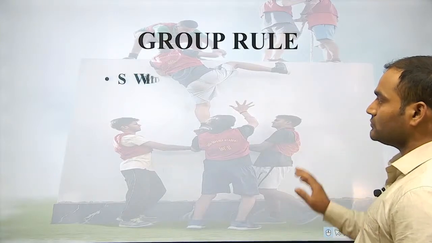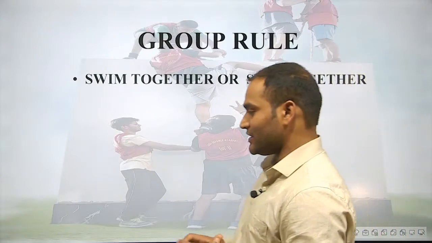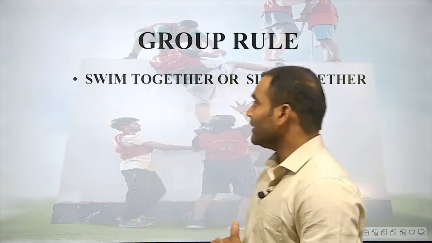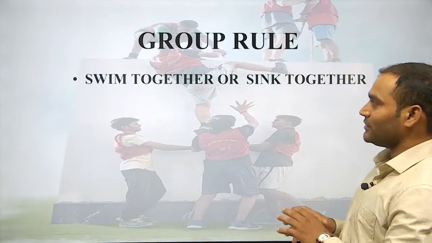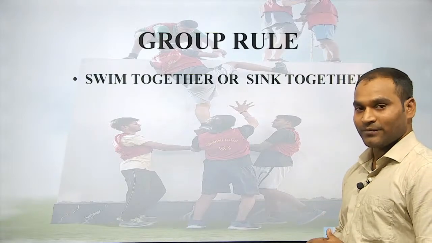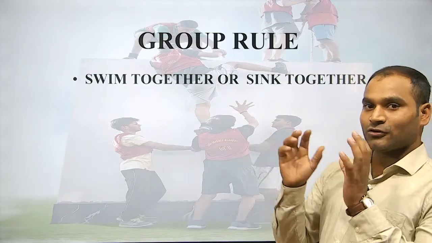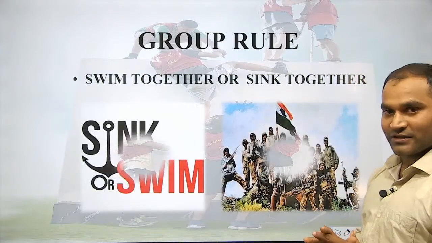So, group rule. If you remember this line, you can understand the meaning of group rule. It means swim together or sink together. The group will swim across the entire PGT, or not a single member will go. If one member is stuck, the group is still there. It means the group is the primary factor here.